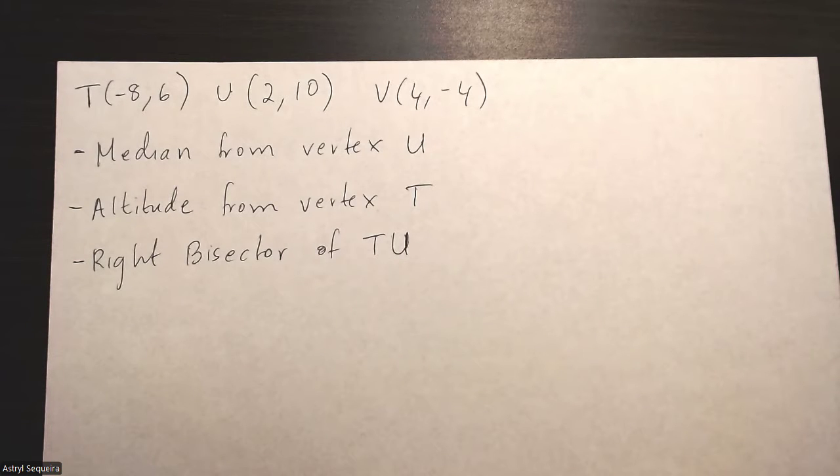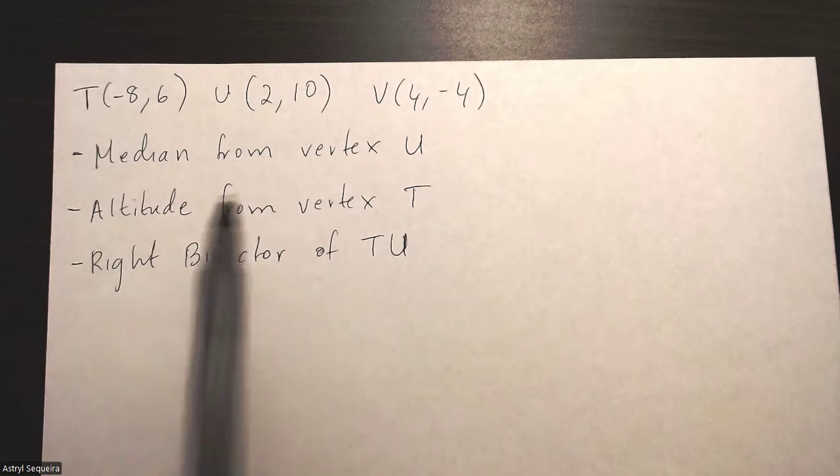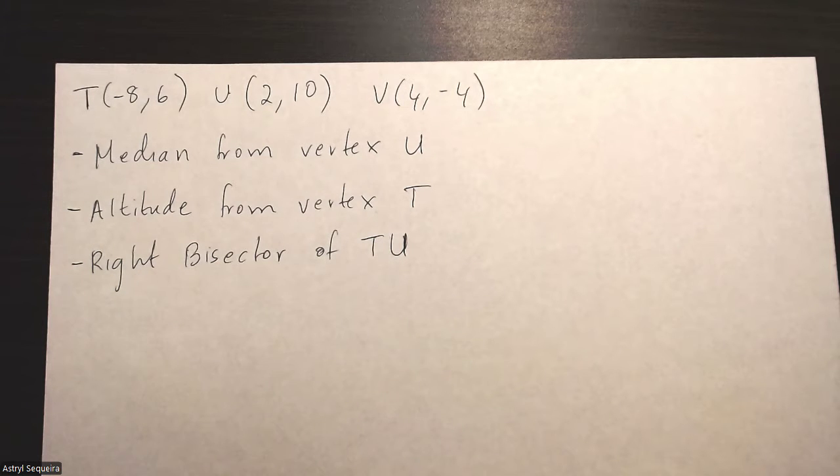All right, in this video, we are given the vertices of a triangle T, U, and V, and we are asked to find three different things: median from vertex U, altitude from vertex T, and right bisector of TU.